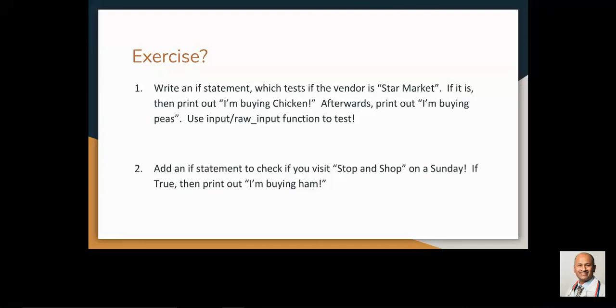And I think this one's pretty easy. You're just taking some raw input, and you do like a single if statement. Based on that, you just print I'm buying chicken. And if you don't say it's Star Market, then you say I'm just buying peas. And we can do it till like 11:40 for this one.